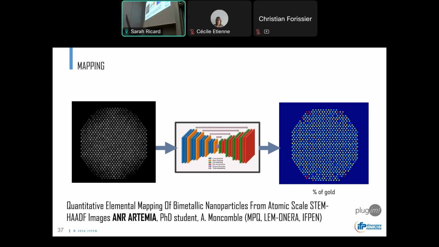So it's not exactly segmentation. It's almost segmentation. Here you use a network to estimate a number at each pixel, and this number needs to be correlated to the number of gold atoms you have in these pixels.